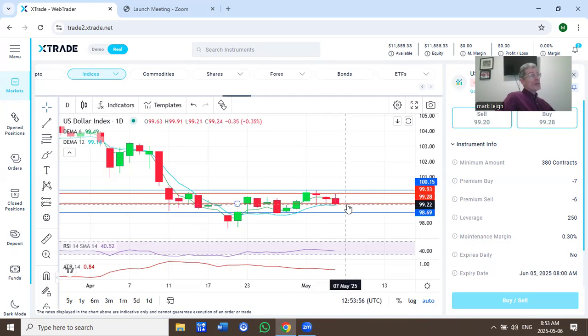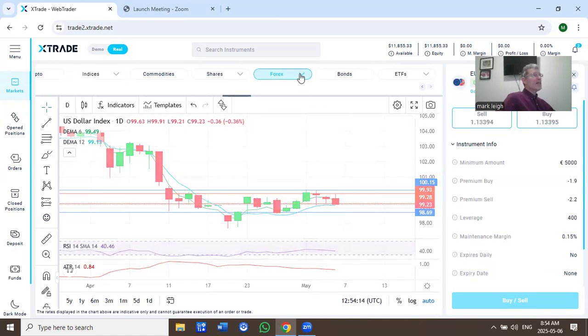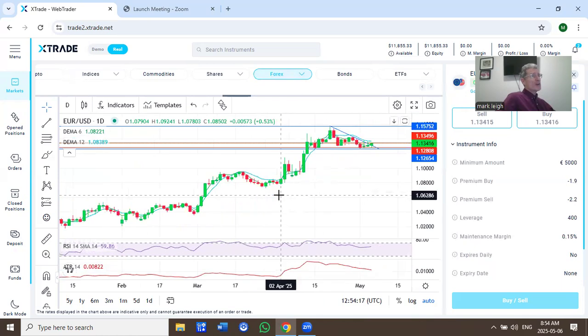Either way, whether it's a continuation of dollar weakness or if we're going to trade the dollar fighting back, we still need the relevant levels to work off. So at the support right now at 99.25, let's zoom in and look at our major forex pairs and see how that translates.